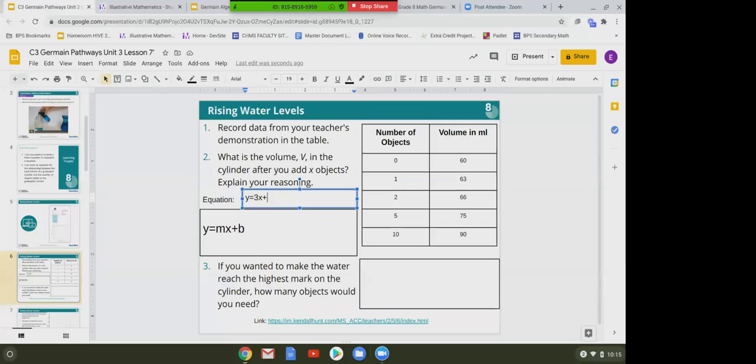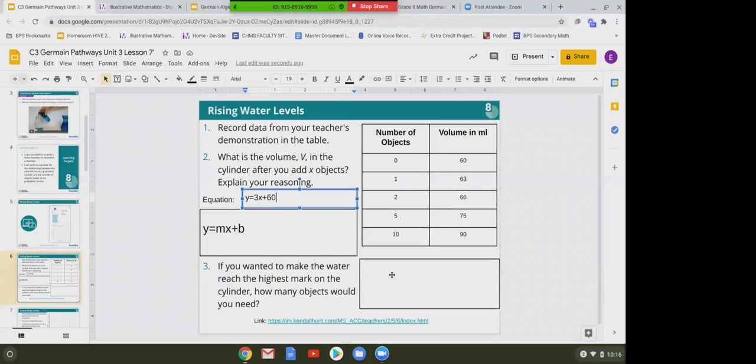So our equation is going to be y, our total volume of water, our water level, is equal to 3 times the number of marbles you add plus the original 60 that you started with. Okay? So we get the total volume of our cylinder by multiplying 3 times the number of marbles, and then to that we add the original 60 milliliters that we started with.